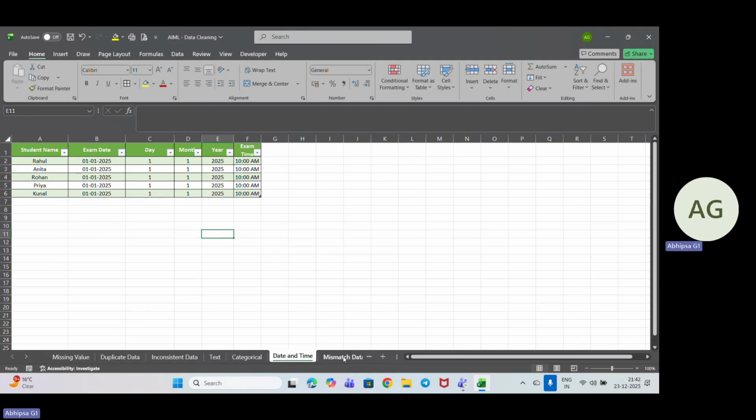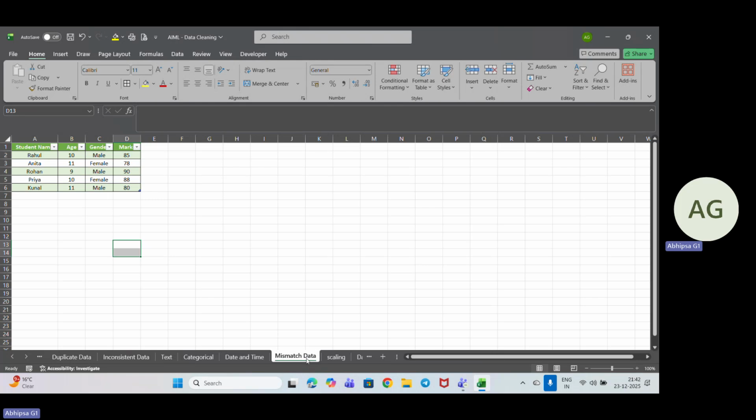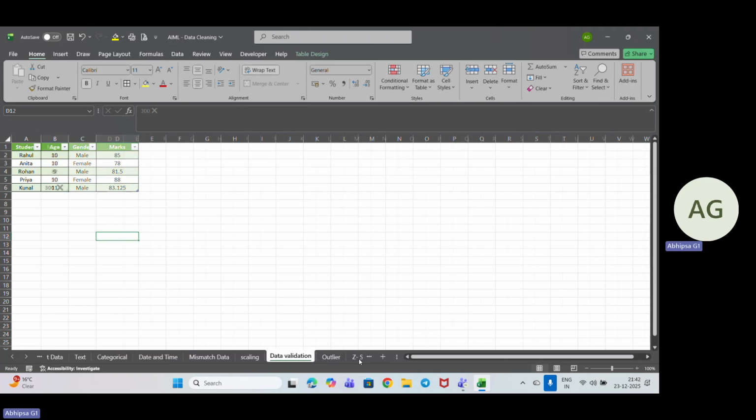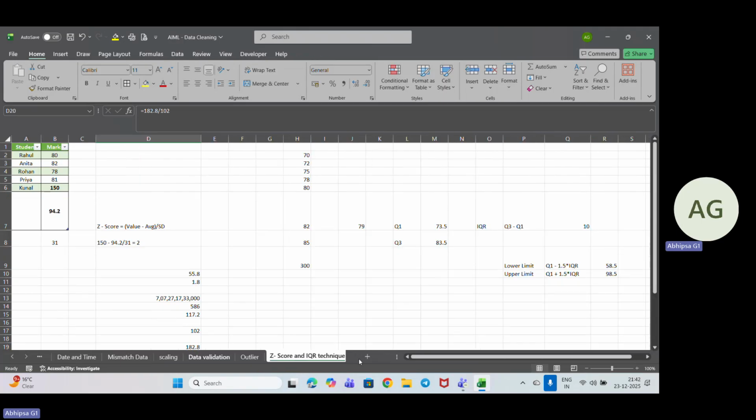The date and the time should be handled so that they can be extracted based on any parameter. We need to handle the mismatching of the data and accurately rectify it. The scaling needs to be worked accordingly. Then we need to validate the data accurately before working with it. Then we need to identify and detect the outliers, and then remove the outliers. Based on this technique, Z score and IQR, we can detect the outliers, and once they have been detected, we can remove them.